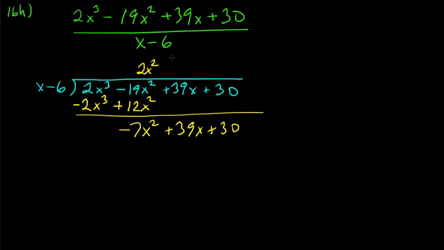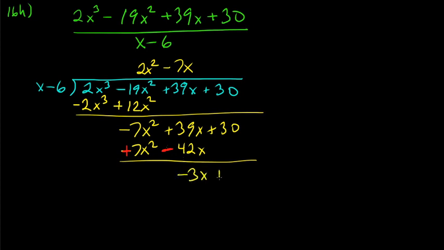So divide. Negative 7x squared by x is just negative 7x. So when you multiply negative 7x times x, you get negative 7x squared. Negative 7x times negative 6 is positive 42x. So flip the signs and add. You're going to make the negative 7x squared a positive 7x squared, and the positive 42x a negative 42x. I can erase. All right, and so when you add these, you just get 39 minus 42, negative 3x plus 30.